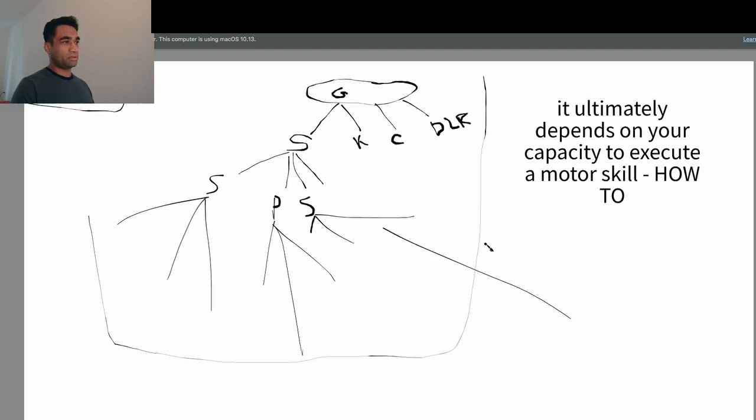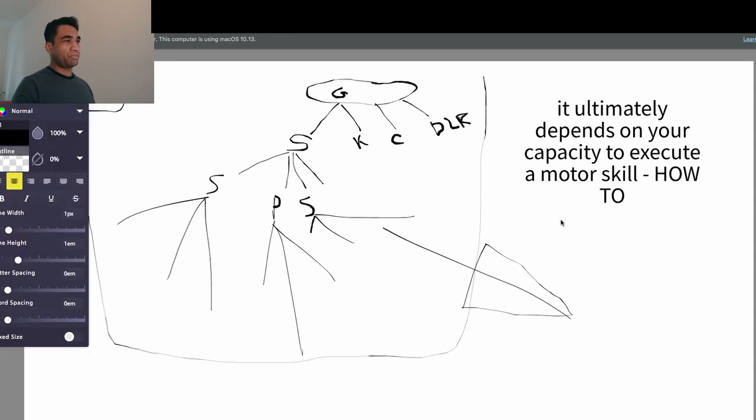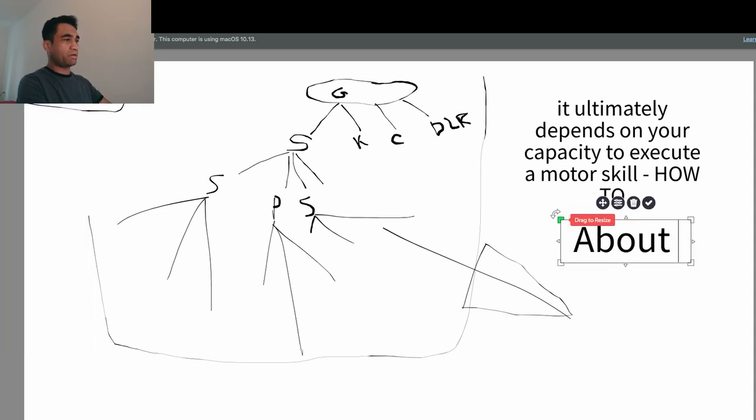because then you are just talking about things. About things. It's declarative. It's not a motor skill. These are beliefs, facts, information. Okay?